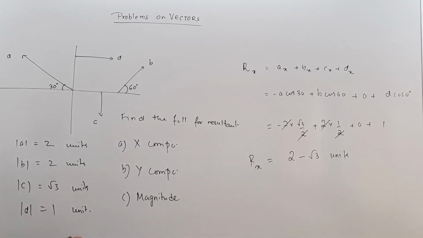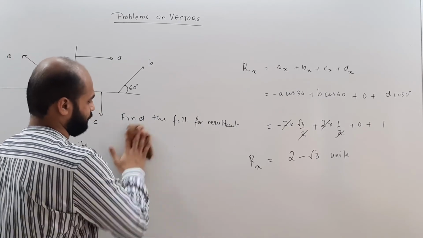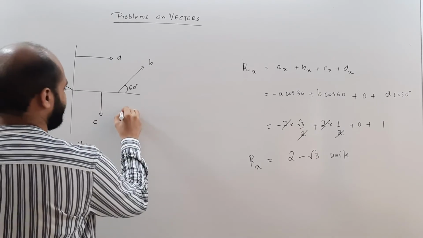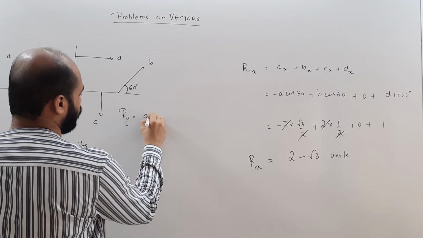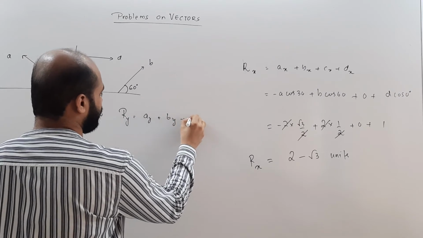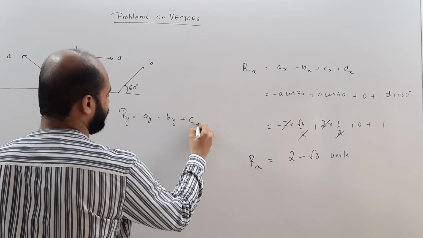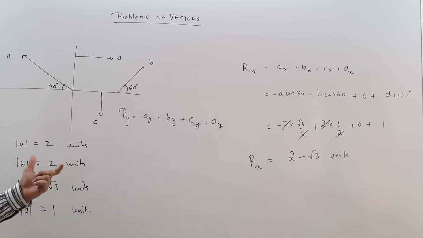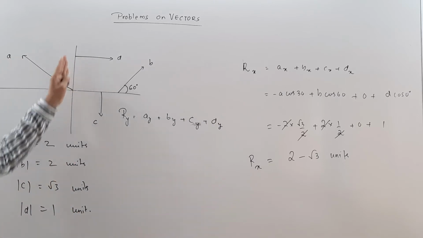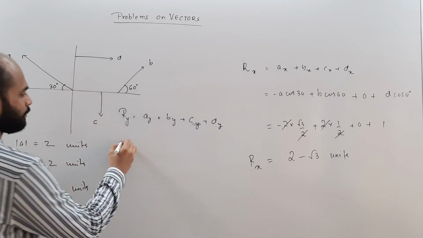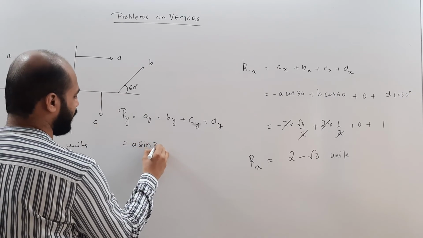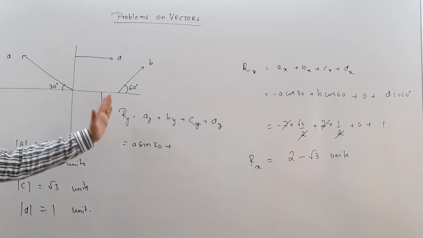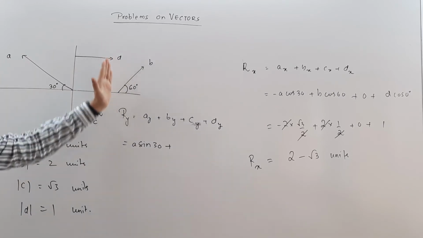Similarly, let's write the net y component. The net y component is going to be simply y component of A plus y component of B plus y component of C plus y component of D. The y component of A is going to be A sine 30 because this is 30 and it is along positive x, positive y. Similarly, By you can see that it is along B sine 60, so positive.